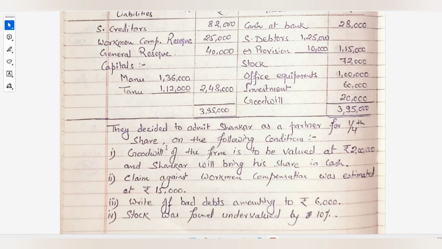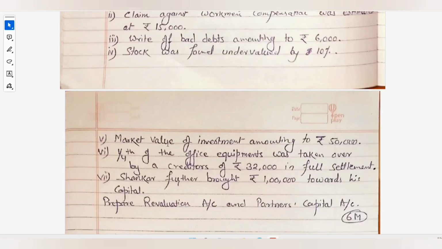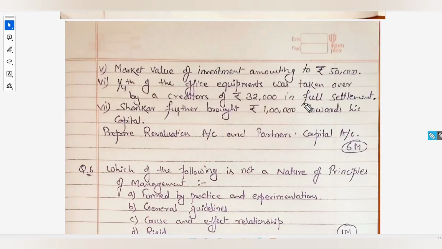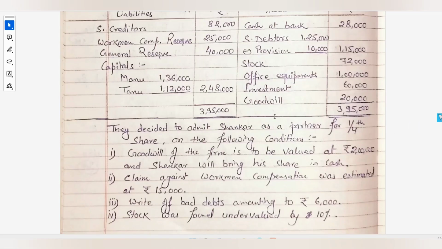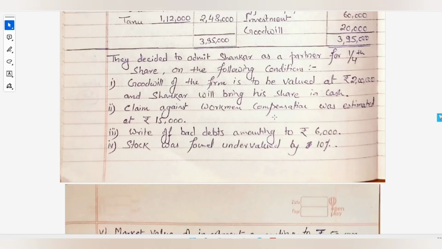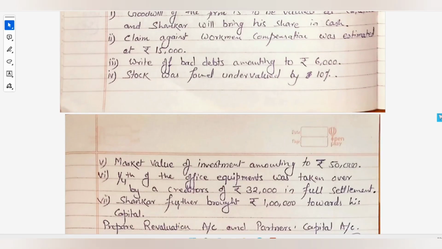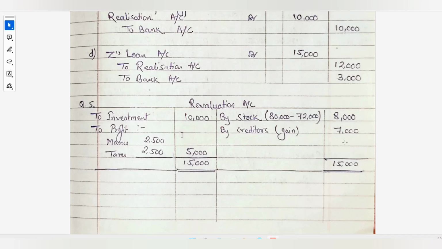Now point number 5. Market value of investment amounting to rupees 50,000. Investment fluctuation fund is not available in the balance sheet. That means it is a very easy point. Investment is given in the balance sheet as rupees 60,000 and market price is rupees 50,000. That means there is a loss in the investment of rupees 10,000. That is why it will be debited on the debit side, investment account 10,000.